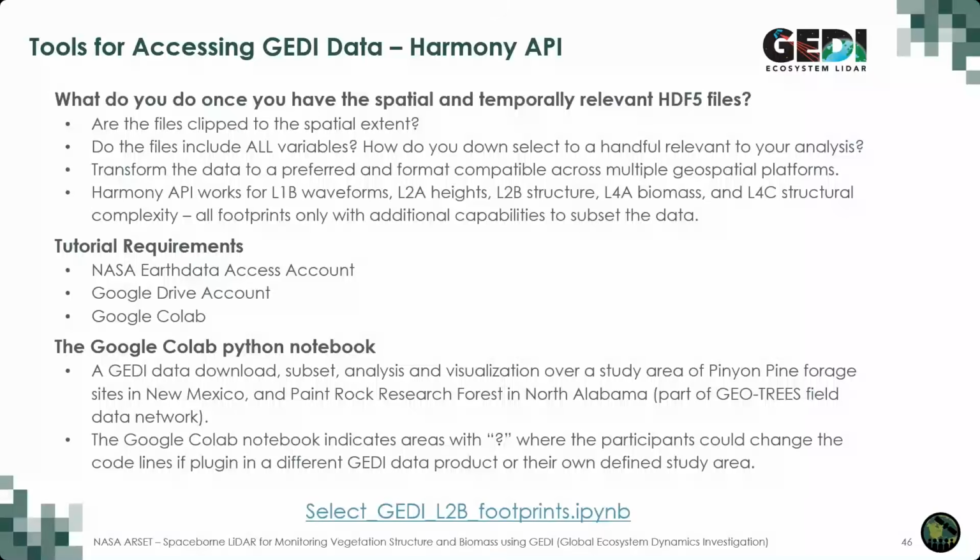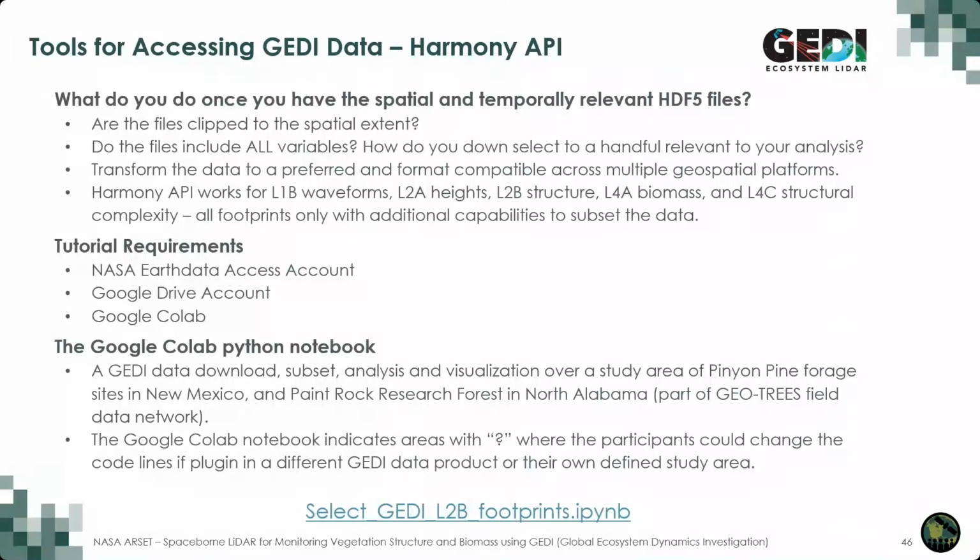Okay, so now for our demonstration, we'll give an example of how to use the Harmony API. There's going to be a focus on accessing, downloading, visualizing, and analyzing the footprint level data. So really the question that we're trying to address is, what do you do once you have the HDF5 files in whatever format that you selected? If you want to work with a larger area or specify with a particular shapefile, how can you do that?